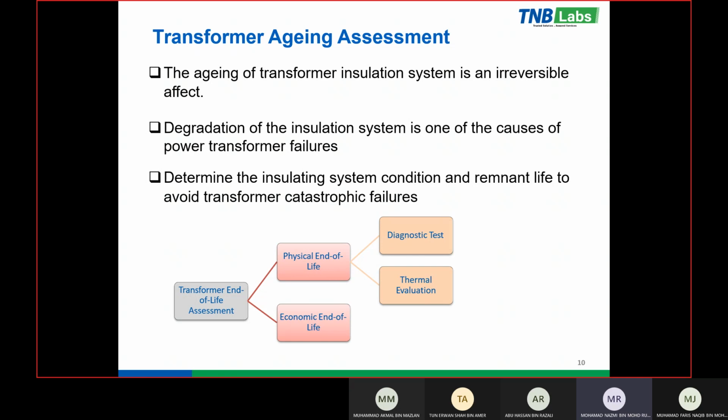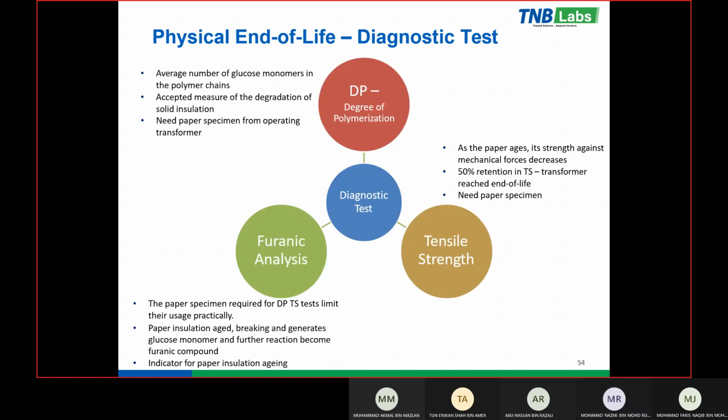From the mind map, we could see that transformer assessment consists of two types: physical and economic. For physical, it is divided into two: diagnostic test and thermal evaluation. For the diagnostic test, there are three analyses: degree of polymerization, furanic analysis, and tensile strength.